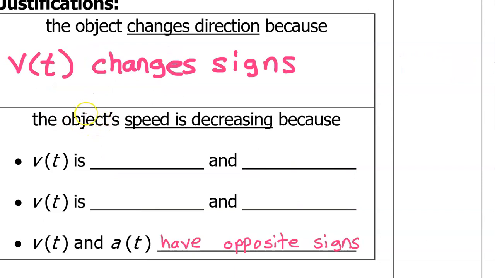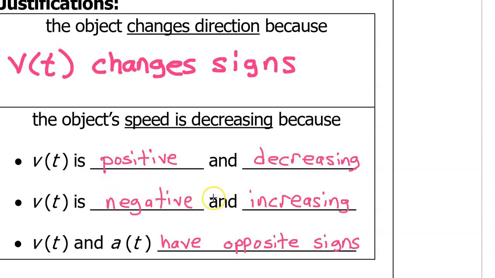For comparison, an object's speed is decreasing when the velocity and acceleration have opposite signs. If one is positive and the other is negative, then these are sort of working against each other. In this case, if the velocity is positive and the acceleration is negative, that means the object is moving to the right, but it is slowing down. Another way to know that an object's speed is decreasing is when the velocity is positive and decreasing. It's moving to the right, but it is slowing down.